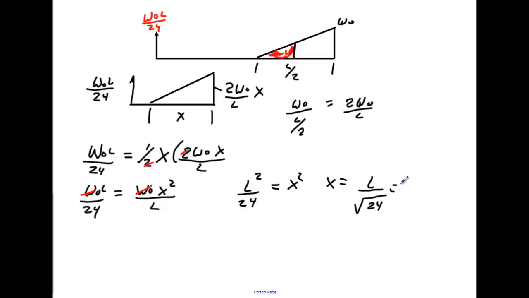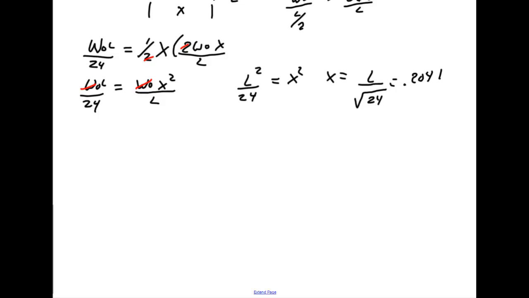Get the calculator, we'll run that number real quick. So 1 divided by the square root of 24. That gives me a value of 0.2041.